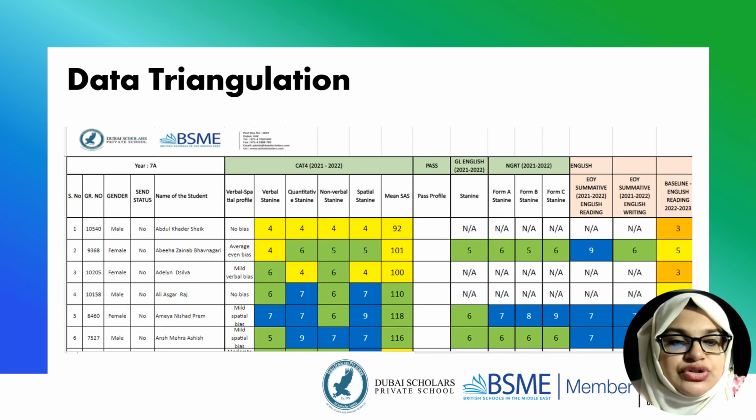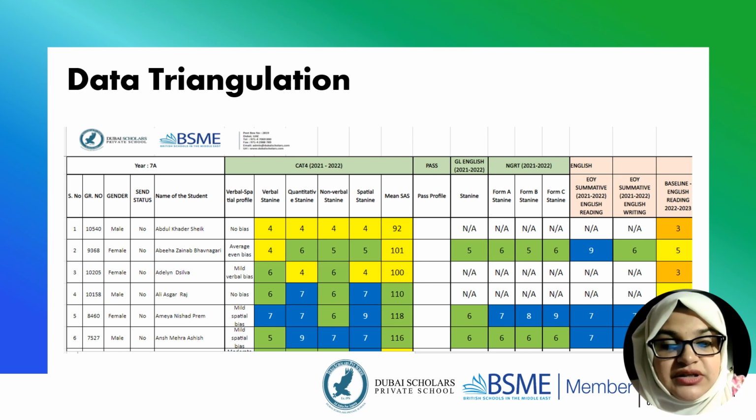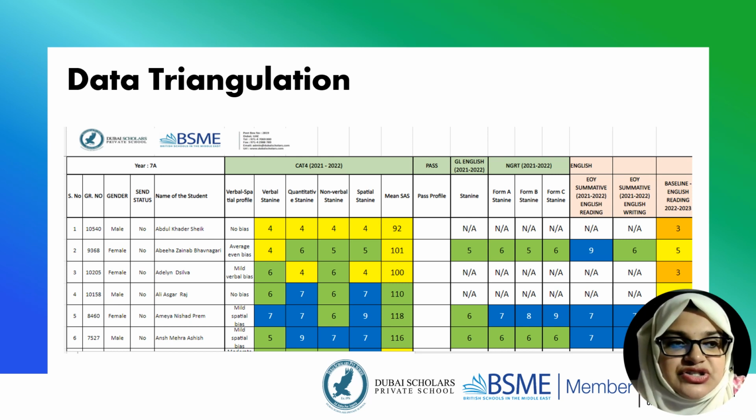Data plays a crucial role for a teacher for lesson planning and for curriculum adaptation. As you can see in the picture, data triangulation sheets are provided to every teacher, which contain the CAT4 data, the GL data, the NGRT and the past year's attainment and progress data. This helps the teacher in tracking the attainment and progress of the students, and with every data capture, the teacher can then modify the curriculum as per the requirements of the students.